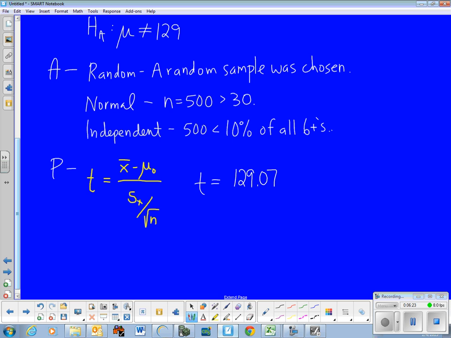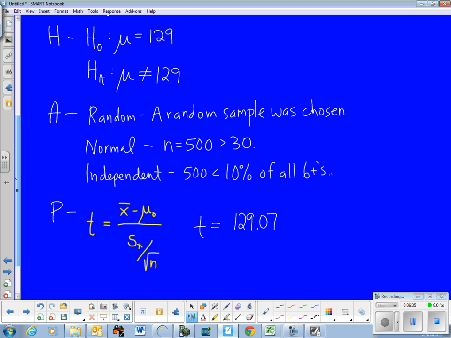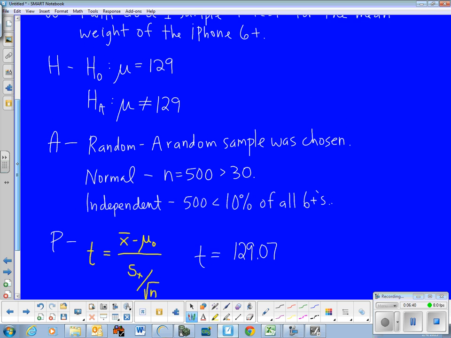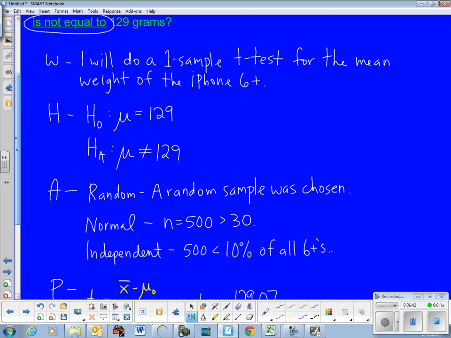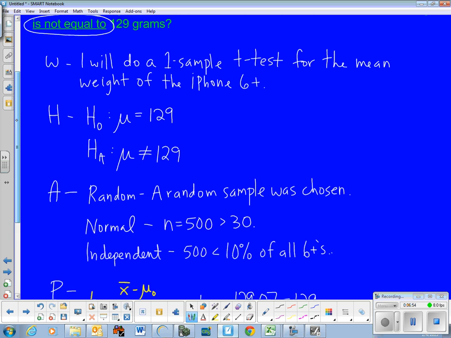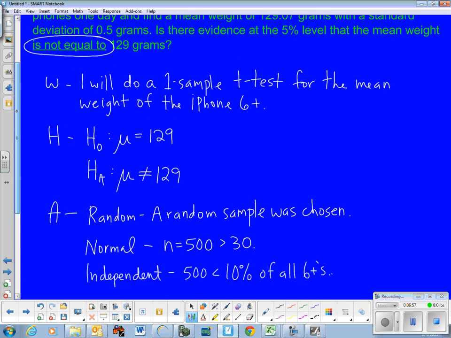So you might already be thinking 129.07 is barely over 129, the goal, all right? But we've got a small standard deviation, which means anything not really close to 129 might be rare, and we're also looking at a sample of 500, all right? Minus mu sub 0, this is the null hypothesis mean, 129. Over S sub x, it's my standard deviation, sample standard deviation, 0.5.